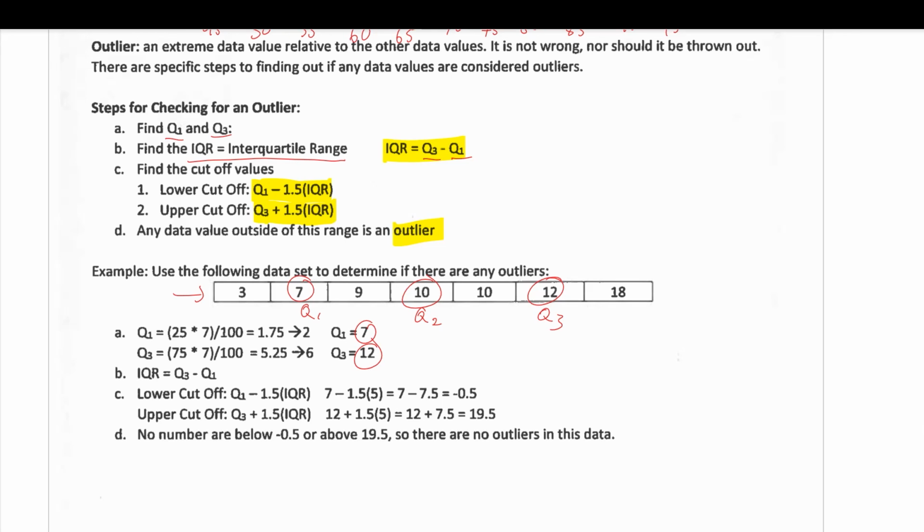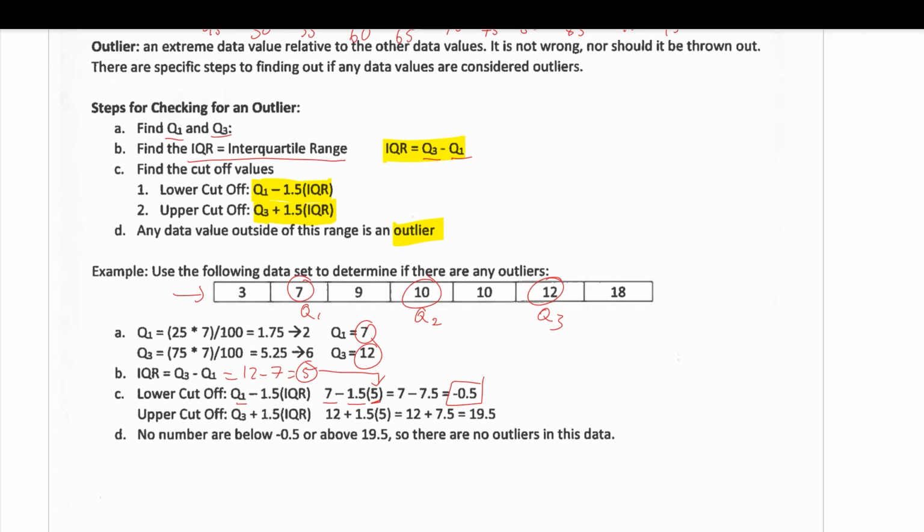Well, what's the difference between 12 and 7? That's 5. And the lower cutoff will be Q1 minus 1.5 times 5. So that's 7 minus 1.5 times 5. That's where the 5 comes from, the interquartile range. Make sure that you multiply before you subtract, otherwise you're not following the order of operations here. And the lower fence would be negative 0.5.